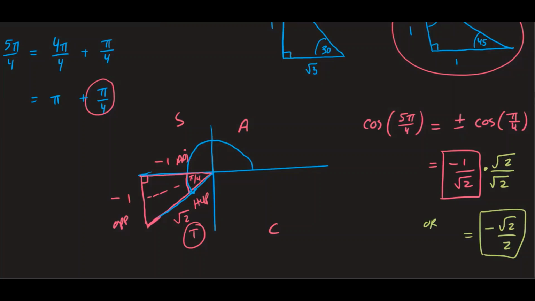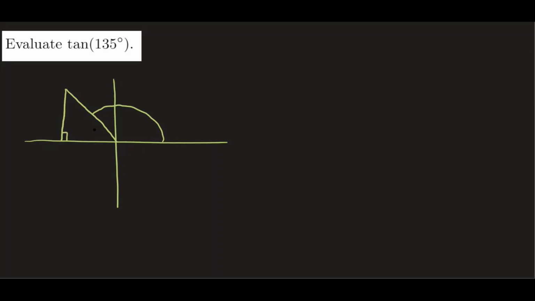Okay, now let's take a look at our second example. So here we want to evaluate tangent of 135 degrees. So again, we're going to draw the angle. Here's our XY plane. 135 is right over here. So that's where this angle terminates. So now I'm going to create my right triangle and figure out what this angle measure is. Now, of course, that's going to be the reference angle.